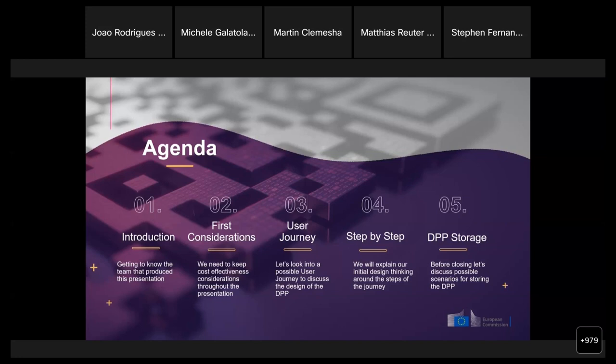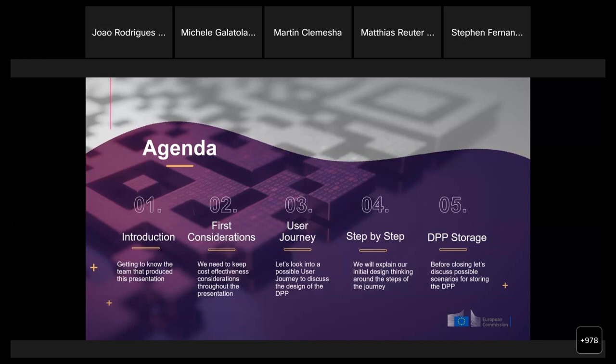As I said, this is a first set of considerations to start the discussion. But anyway, we believe it's good already to go into the more technical side and see what you think about our first ideas. I will finalize very quickly on the DPP storage, which is something that we have worked less on, but we already have a number of scenarios that we can share with you. So let's start.